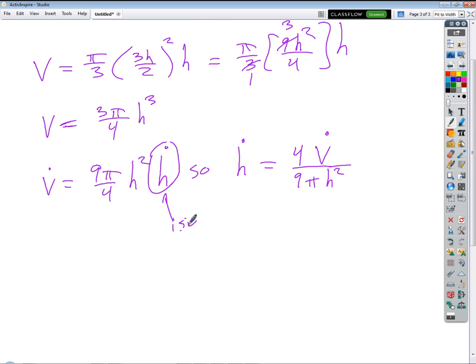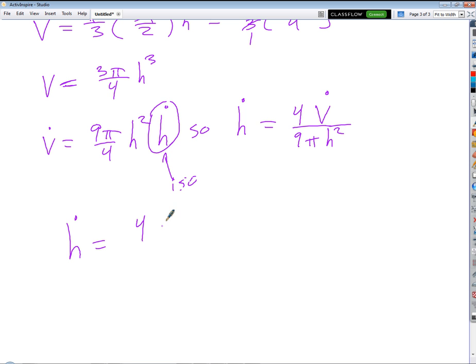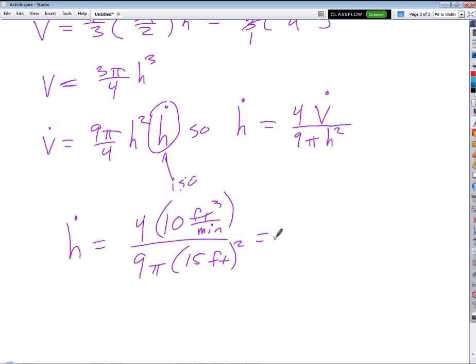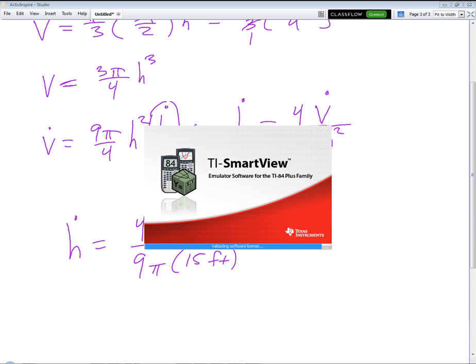Now we'll plug in the values. Do you remember them? V dot was 10 cubic feet per minute. We'll put units in so we can show that they work. So 4 times 10 over 9 times pi times 15 feet squared. That's 40 over 9 pi times 225, which is 8 over 405 pi.